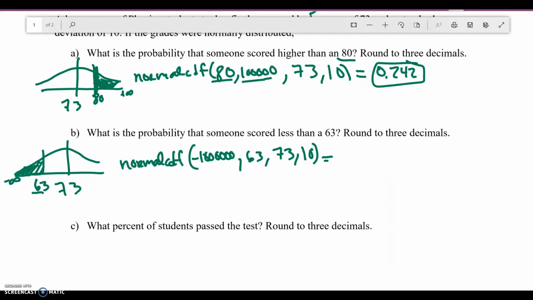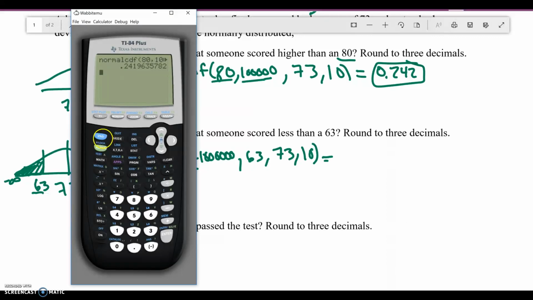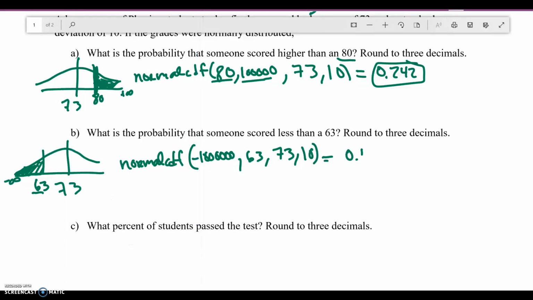And what does this give me? I'm going to go back, second vars. My lower bound is now minus a really, really large number, all the way to 63. Standard deviation and mean stay the same. So I'm going to get 0.1587, or around 0.159. Okay, that is my answer for that one.